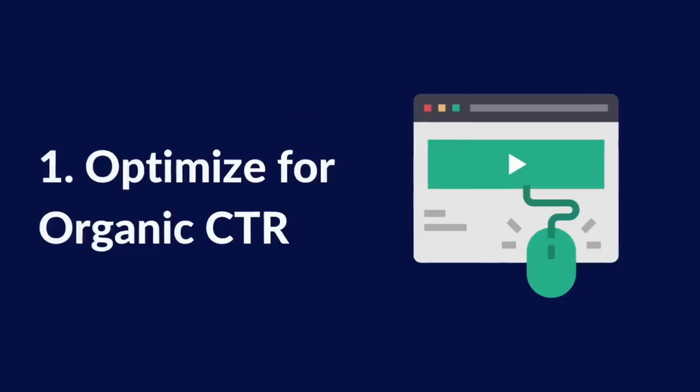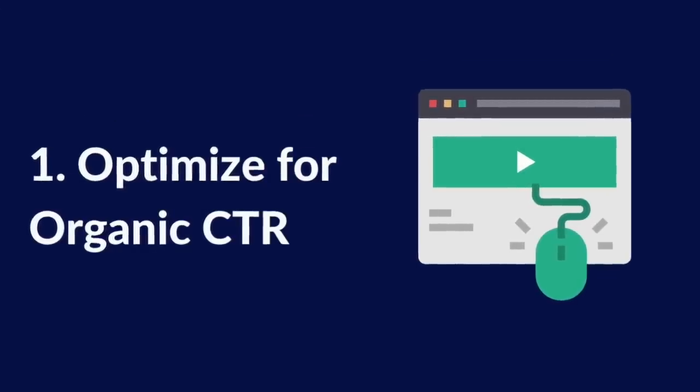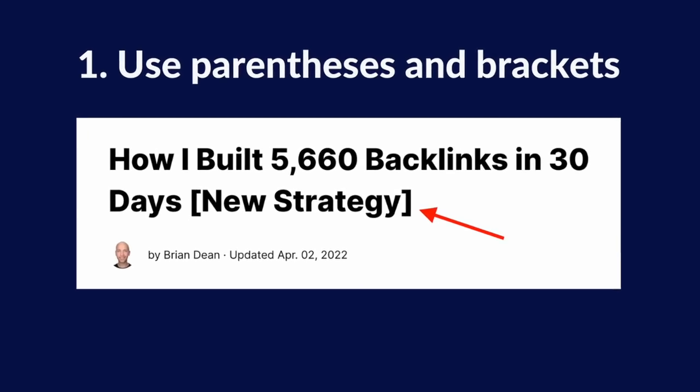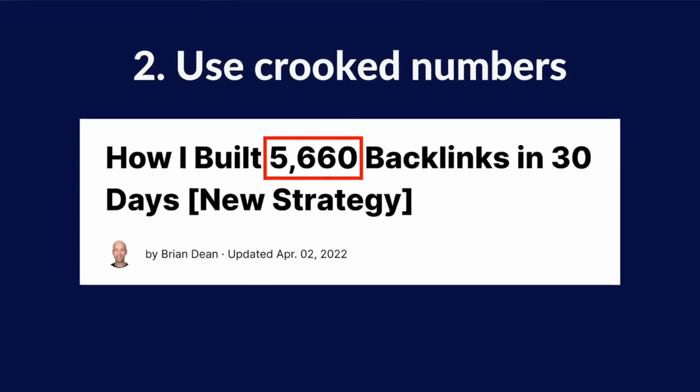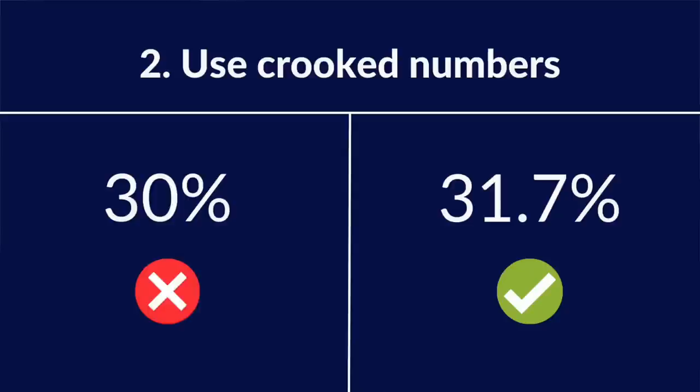Number 1, optimize for organic CTR. Some recommendations from Brian are, number 1, use parentheses and brackets. Number 2, use crooked numbers or just numbers in general. For example, don't say 10 when you can say 13. And this applies to every number you're using, including percentages. Instead of a 30% increase, you should say a 31.7% increase.